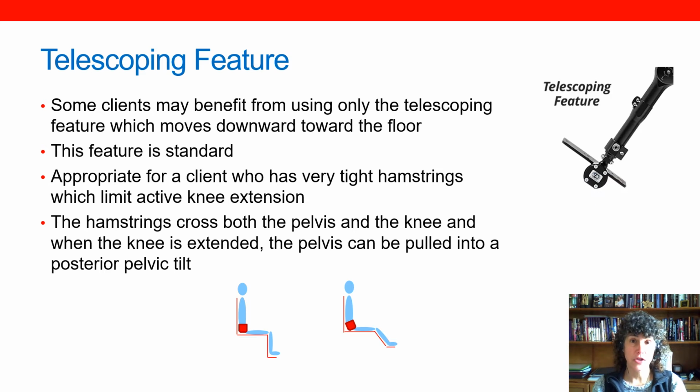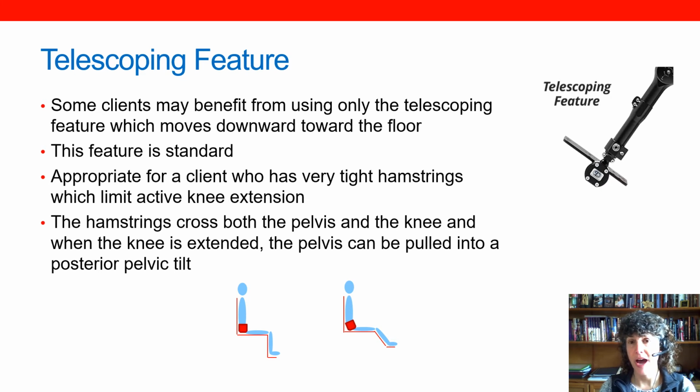So let's start with the telescoping feature. This is standard on the seating dynamics footrests, and where this is appropriate is particularly for a client who has tight hamstrings. Now, the hamstrings cross the pelvis and the knee. And when these are tight, if the foot is pulled forward, as if we allow knee extension, it might actually pull the pelvis into a posterior pelvic tilt, and we don't want to do that.